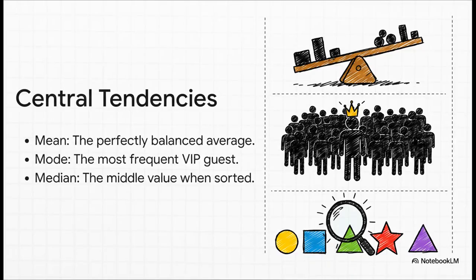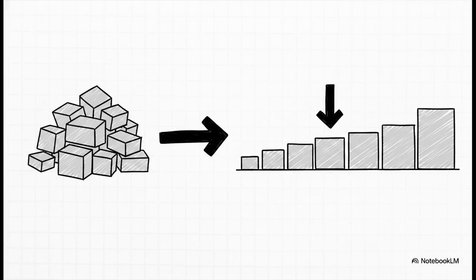So the big takeaway here is that these 3 tools, mean, mode, and median, which we often call central tendencies, are literally your best friends for summarizing any wild, crazy set of data into a single, understandable story. The mean balances it all out, the mode finds the popular VIP, and the median finds the exact, perfect center point.